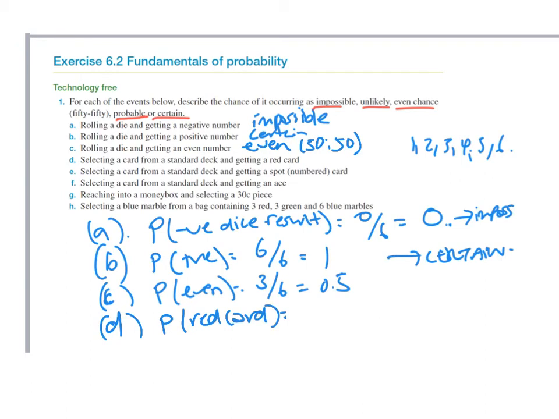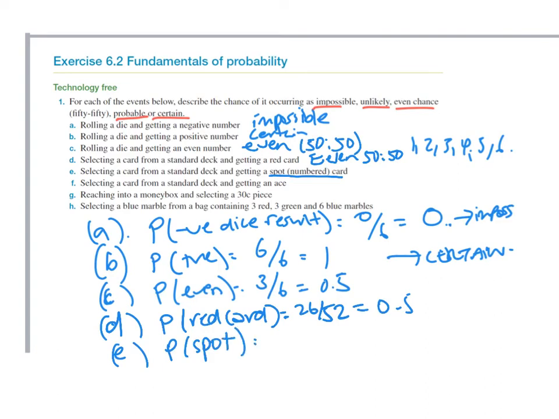Half of them are red, okay? So 26 out of 52 of the cards is red. And again, that's even, 50-50. And for E, selecting a card from a standard deck and getting a spot or a numbered card. So I didn't know what a spot card was, but I'm glad they told me.